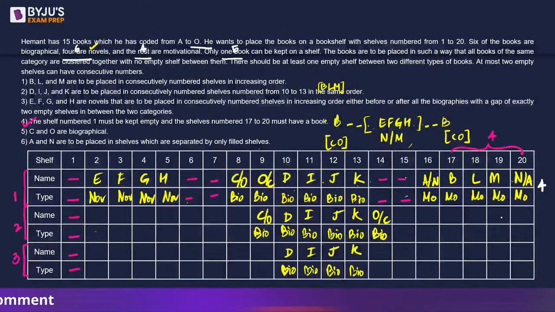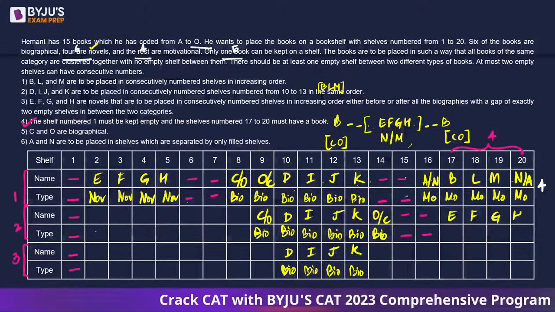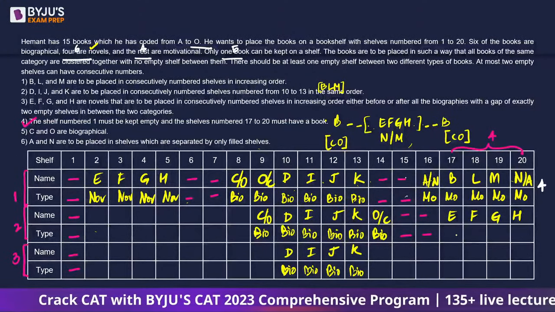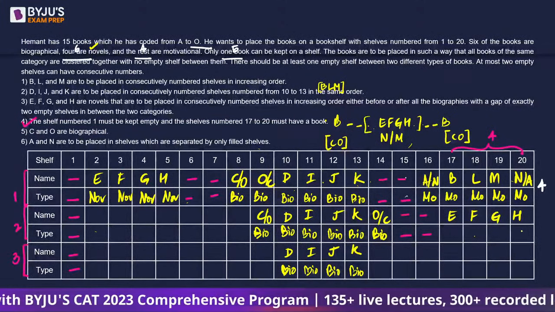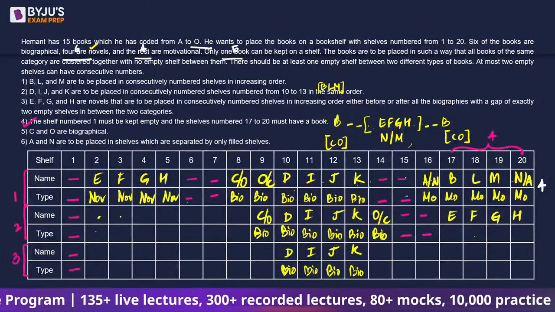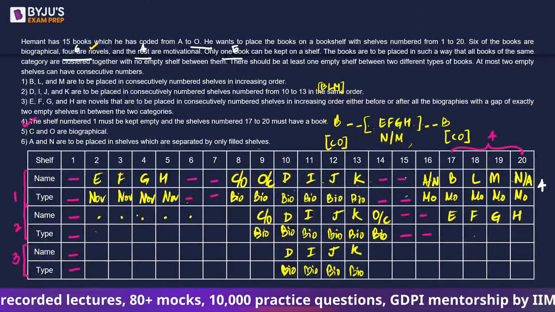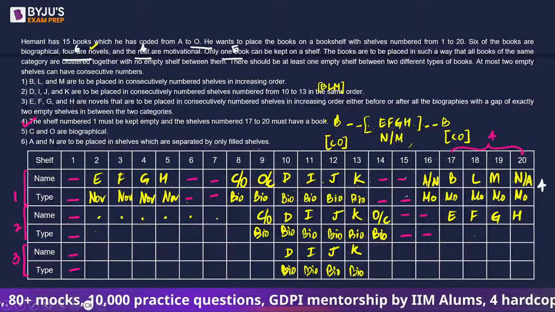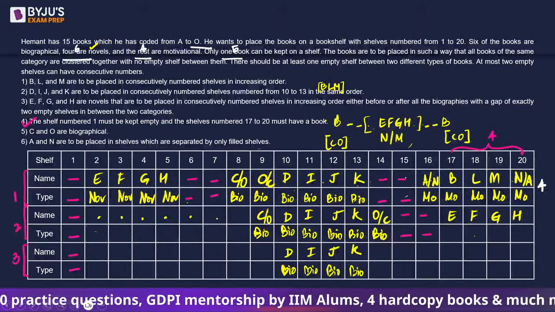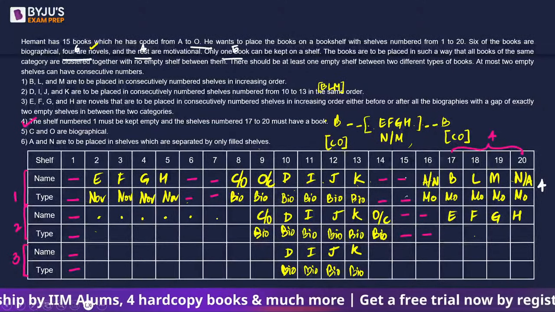Now there are 2 possibilities here. Let's say EFGH are after biographies. So we will need 2 blank spaces and we will have to write E, F, G and H in the same order. Now what is the type of this book? We have no idea as of now. Next, we are supposed to place 5 books here. So these 5 books can be placed from 2 to 6 or they can be placed from 3 to 7 because we can have a gap of 1 also, right?